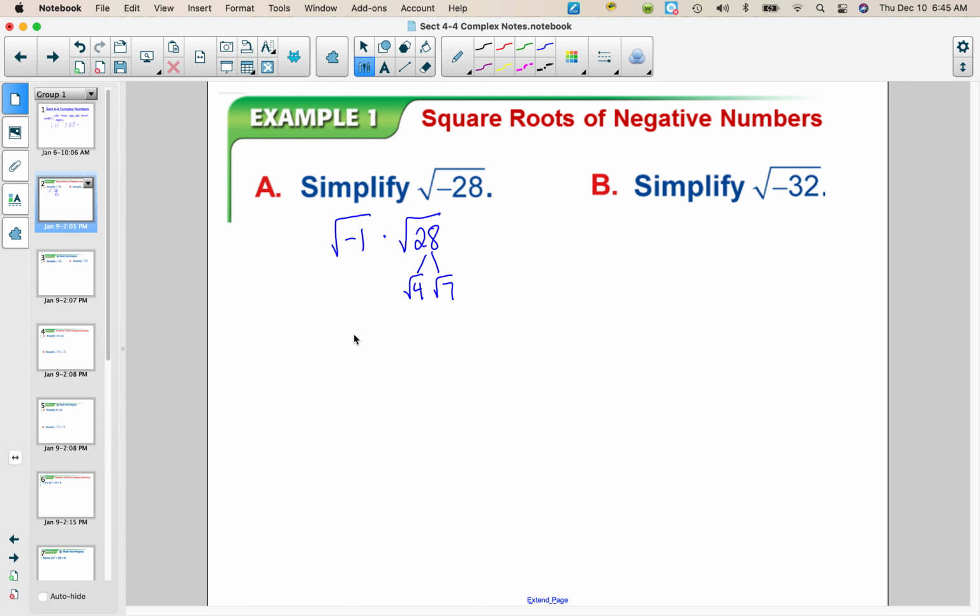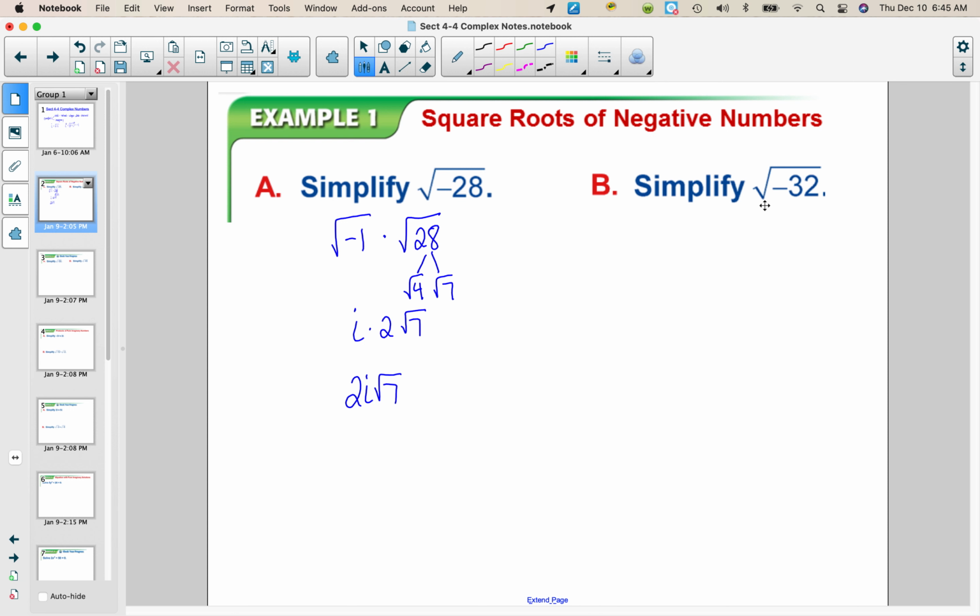So this square root of -1 is i. The square root of 4 is 2. And we can't simplify the square root of 7. Now, usually we'll put the 2 in front, and we might write 2i root 7 as our answer.